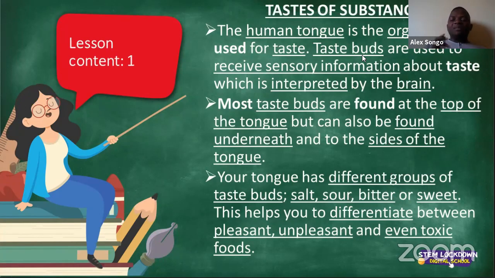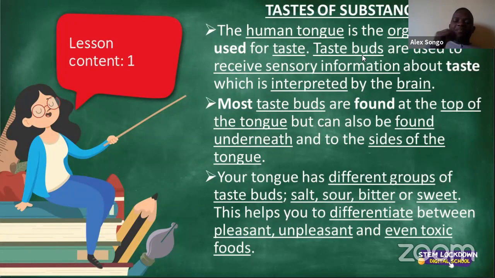Now, all these taste buds that we're talking about, where are they found? We find these at the top, on the sides of our tongues, and sometimes underneath. You will realize that there are a lot of taste buds in the human tongue. In essence, they are found everywhere and anywhere in the human tongue. Remember, our focus is the human tongue. That is the objective of today's lesson.